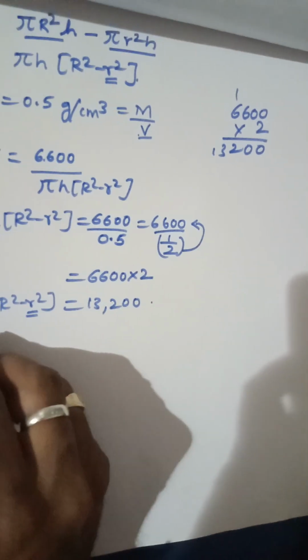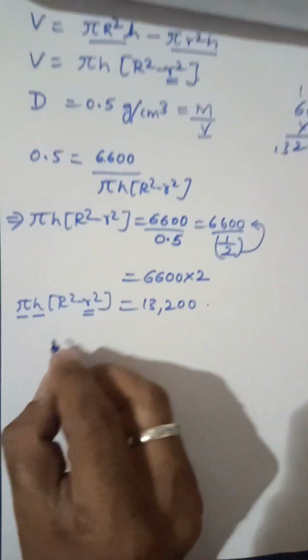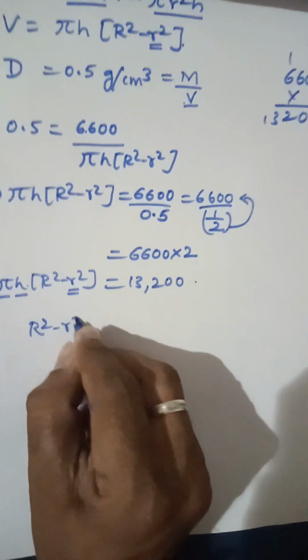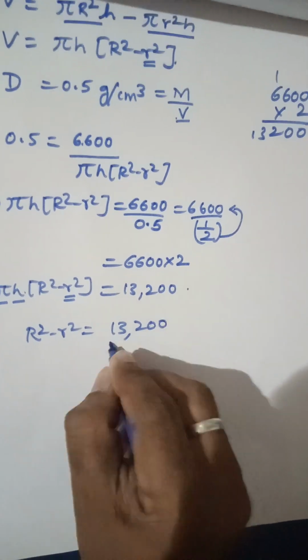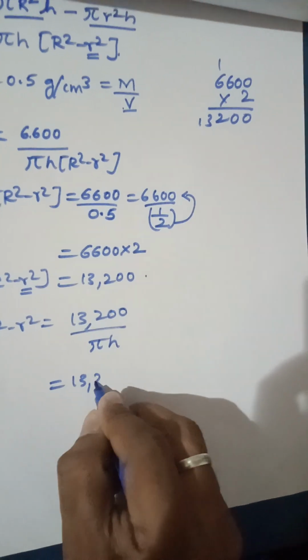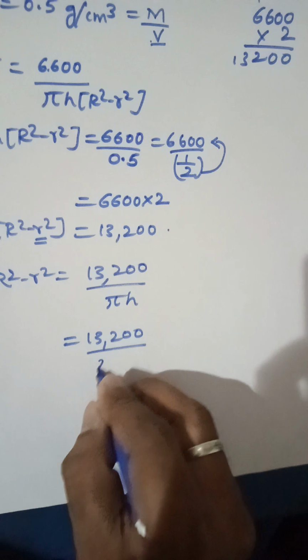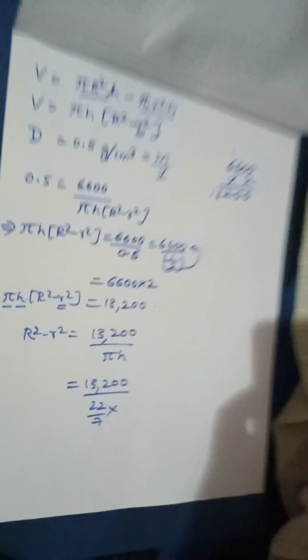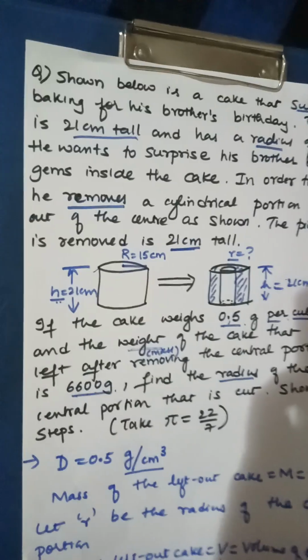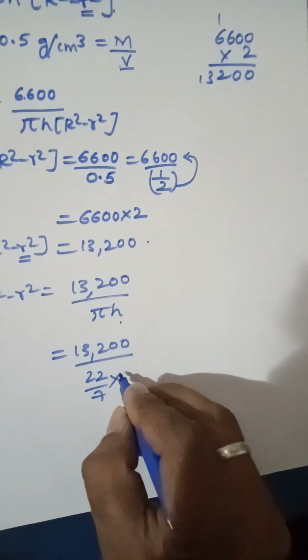Now we need the value of r, so I don't need pi and h on the LHS, so I'll transpose them. Here it is multiplication, so when I transpose it to the other side, it will become divided by pi h. Now this is 13,200. The question asks us to take the value of pi as 22 by 7. So we shall take the value of pi as 22 by 7. And the value of h, as you can see, is 21 centimeter. So we shall substitute the value of h as 21 centimeter here.